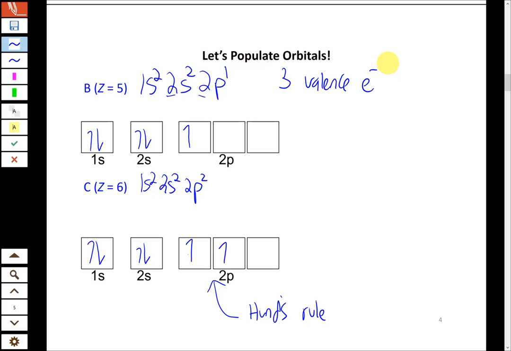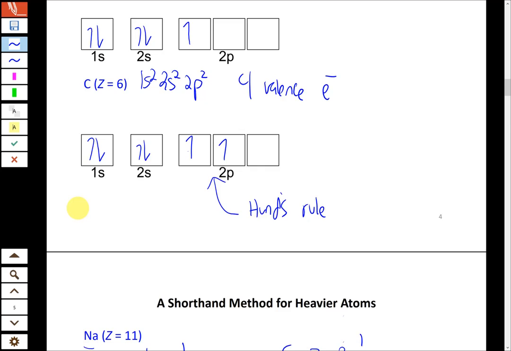And then for carbon, we have 2 electrons in 2s, 2 electrons in 2p, so a total of 4 electrons that have the highest n value. So this would have 4 valence electrons. So for p block elements, it's s and p that define the number of valence electrons. For s block elements, it's only the s because you don't have any outer p electrons. Okay, so that's how we count valence electrons.